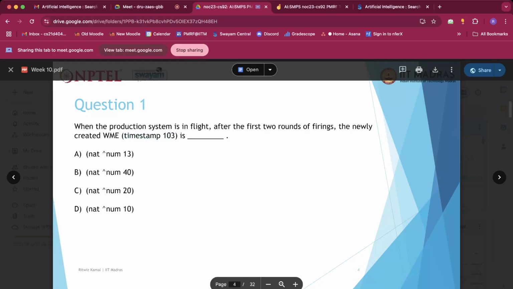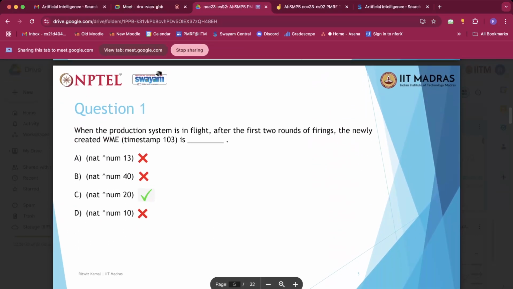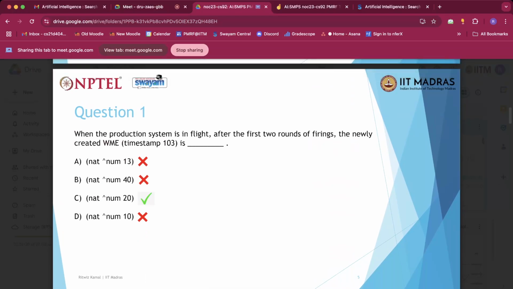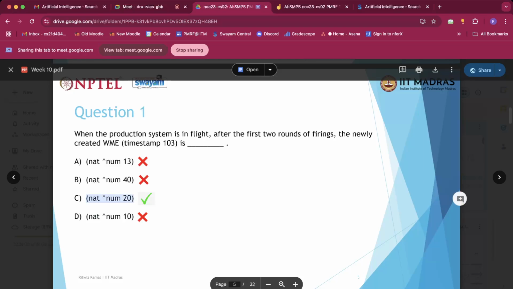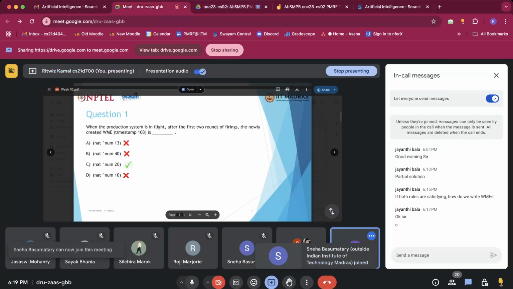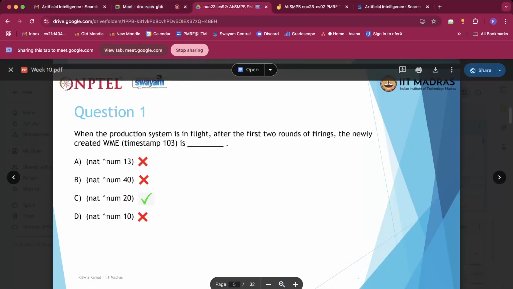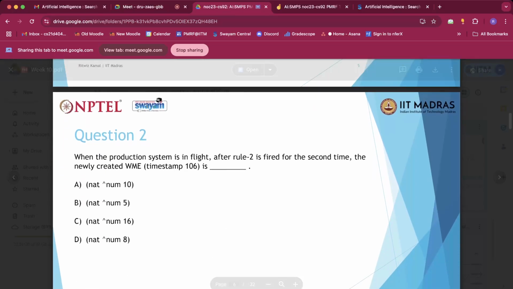And yeah, so as one of your colleagues answered, the newly created working memory element at timestamp 103 would be 20. Okay, any doubts there? Okay, that's great then. Let's see what the next question is.